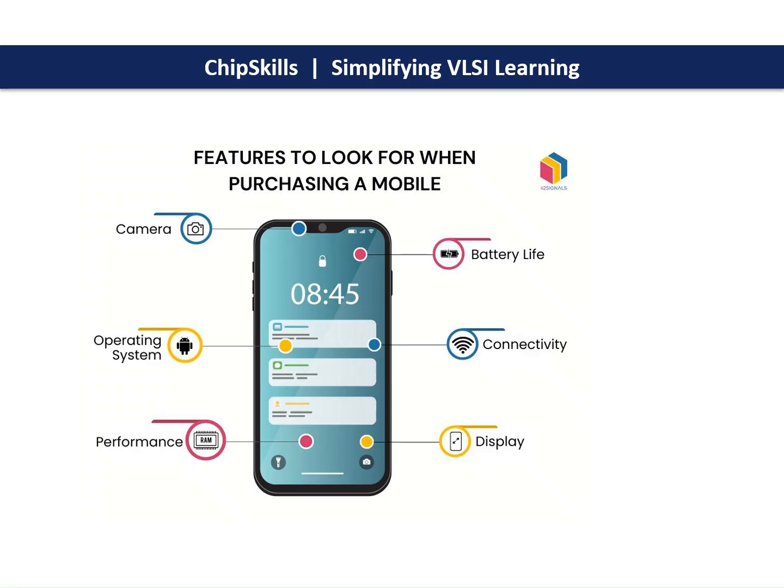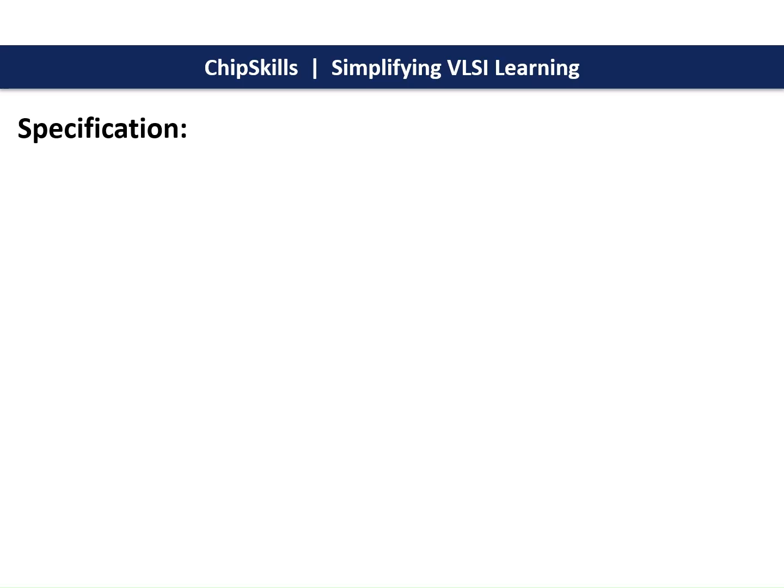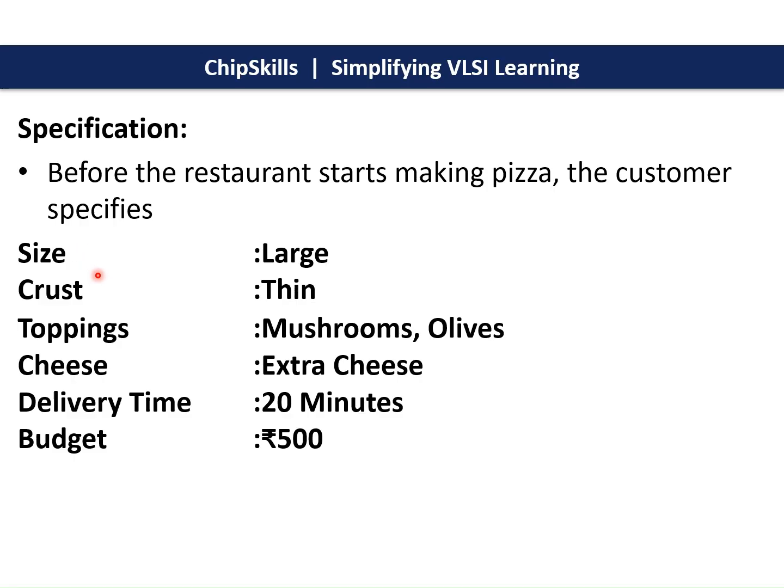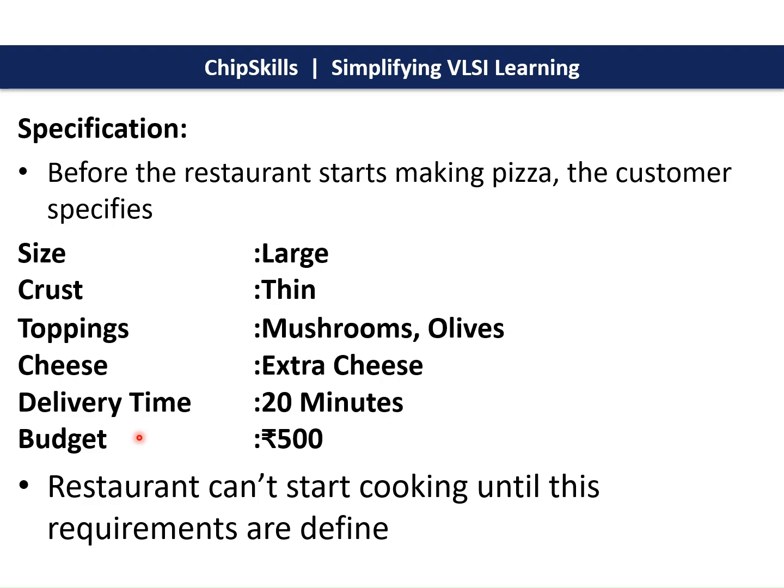Let's take a real life analogy. Suppose you are going to a hotel and ordering a pizza. The restaurant cannot start preparing pizza without the requirements. Example: size, crust, toppings, cheese, delivery time, budget. Restaurant cannot start cooking until all these requirements are defined.